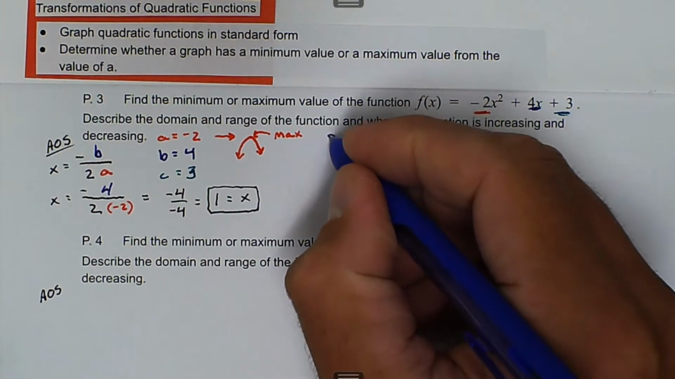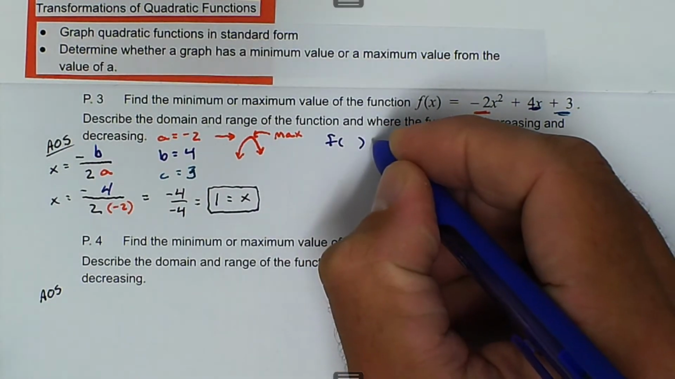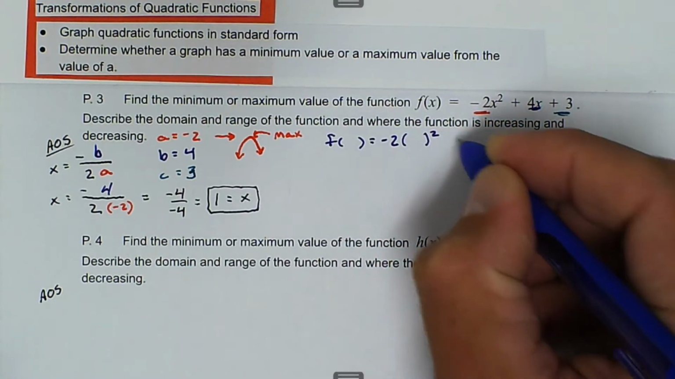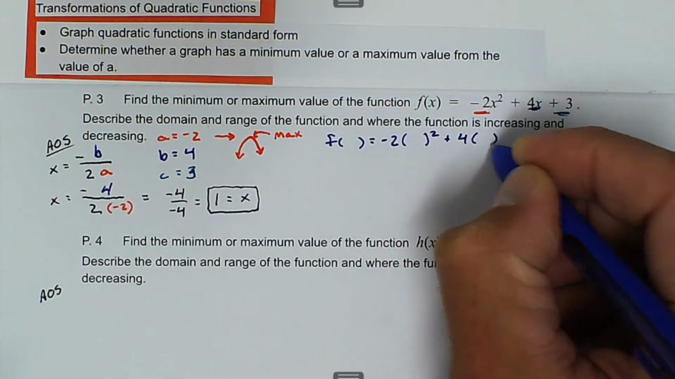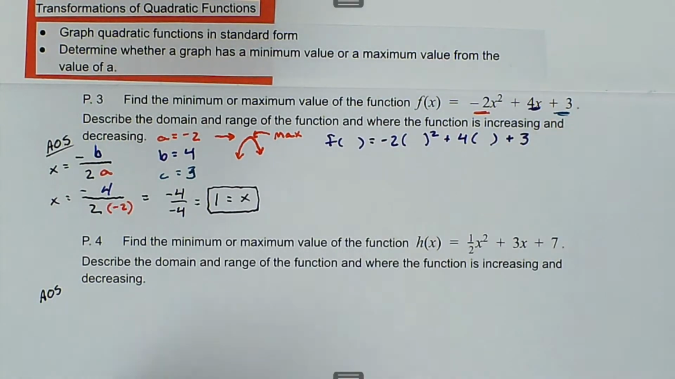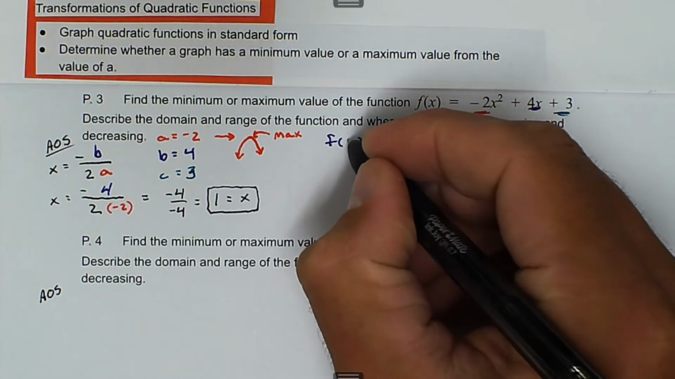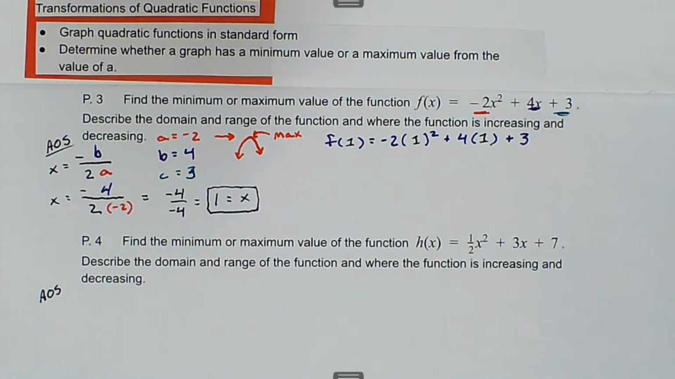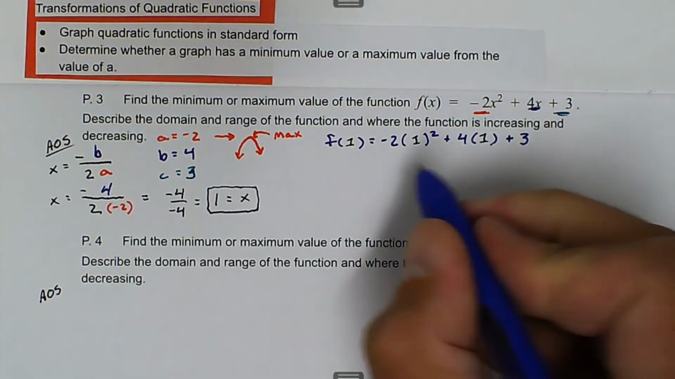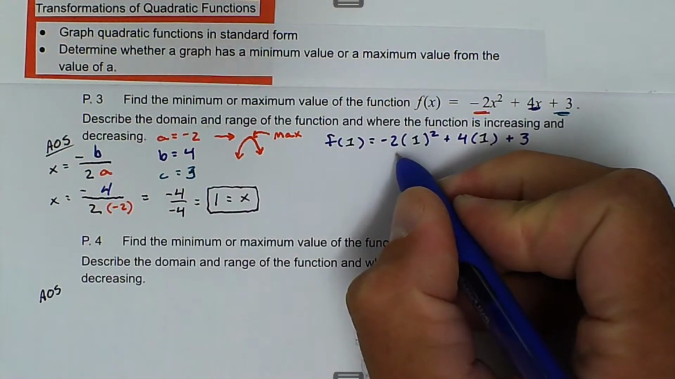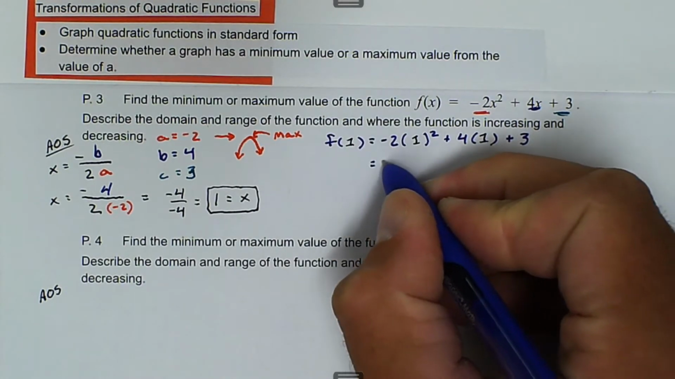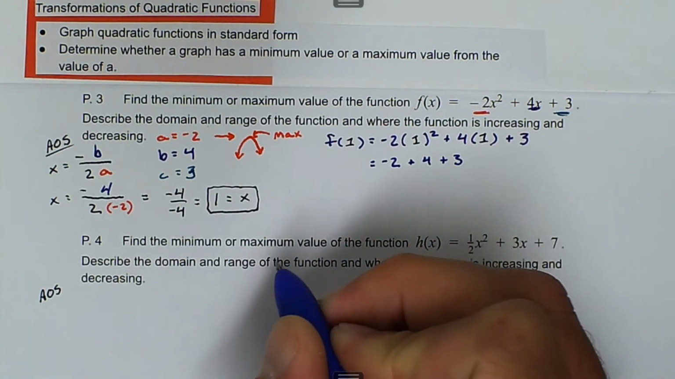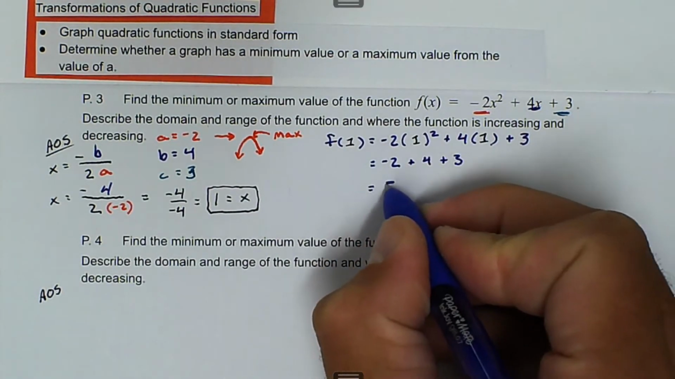So we have the function f, we're going to evaluate it at 1, and that's equal to negative 2 times 1 squared plus 4 times 1 plus 3. We're going to substitute the 1 in for all the x's. Then we just have to do our math. 1 squared is 1 times negative 2 is negative 2. 4 times 1 is 4, plus 3. And when we add those together, we get a value of 5.